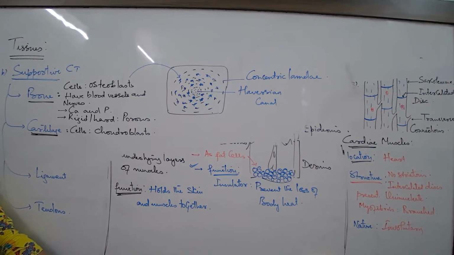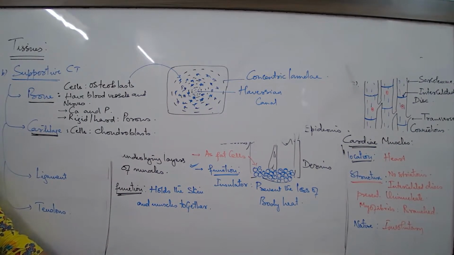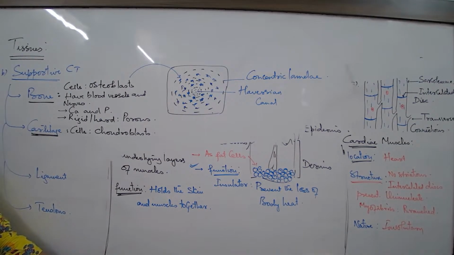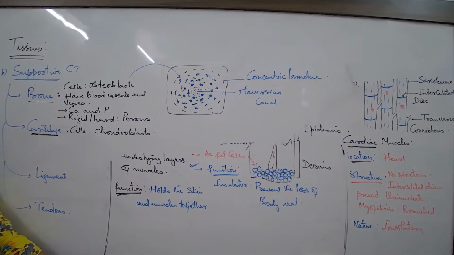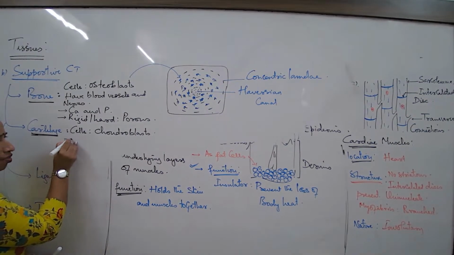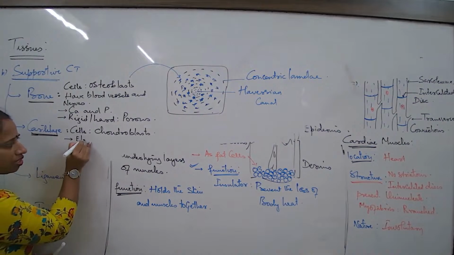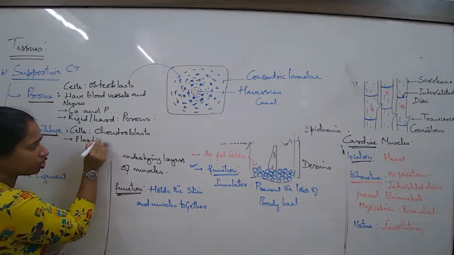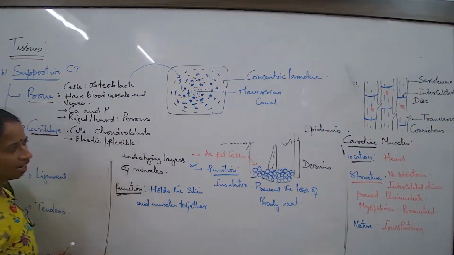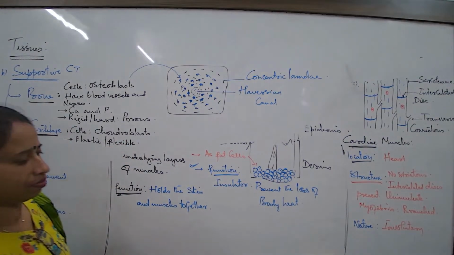Did you see there? The cells are in groups of 2 or 4 or 6 always, and there is enough amount of cytoplasm between them. Because they have enough cytoplasm, that's the reason the cartilage is elastic and flexible.